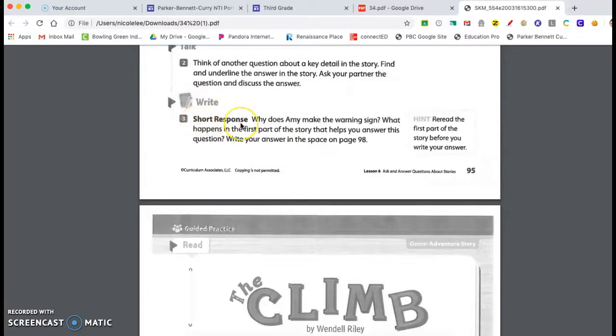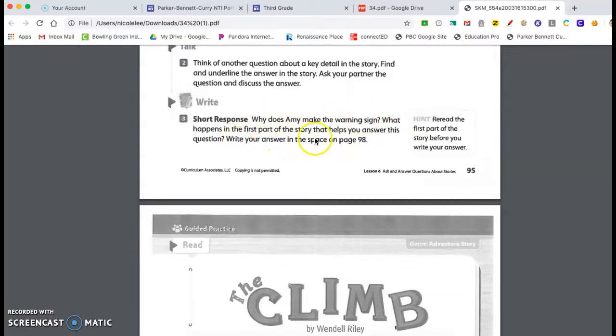Then it has a short response question for you. Now this is where you use PED. Restate the question, give your evidence. Why does Amy make the warning sign? What happens in the first part of the story to help you answer the question? So it's just asking you for your evidence. Like, how do you know why Amy makes a warning sign?